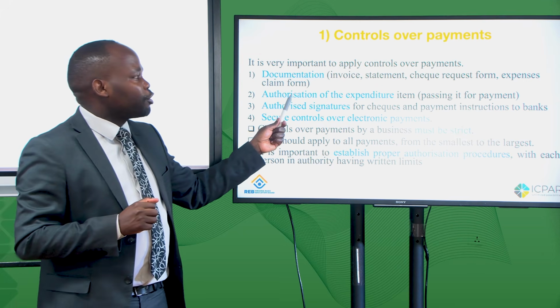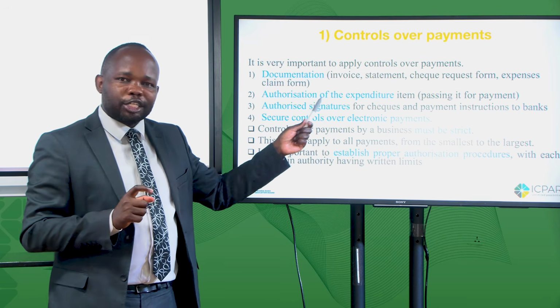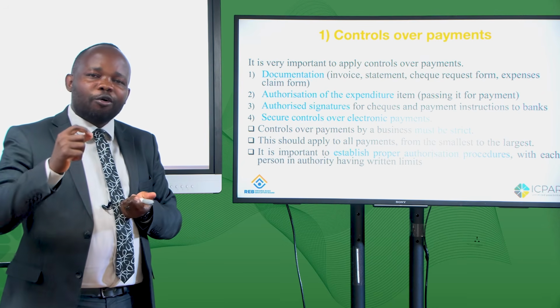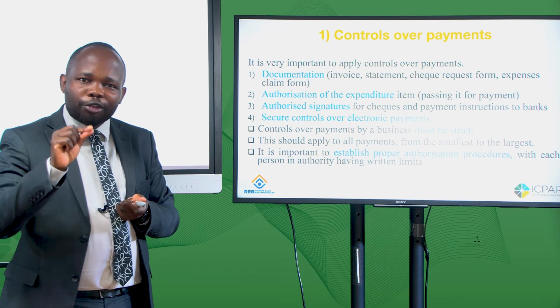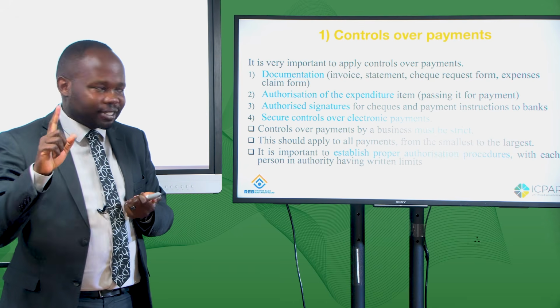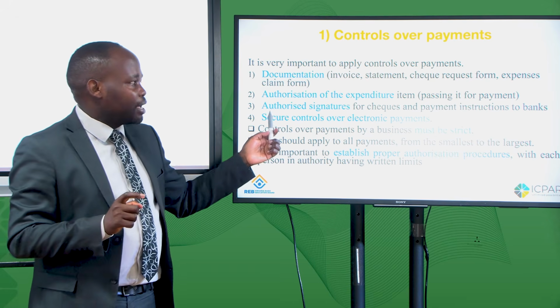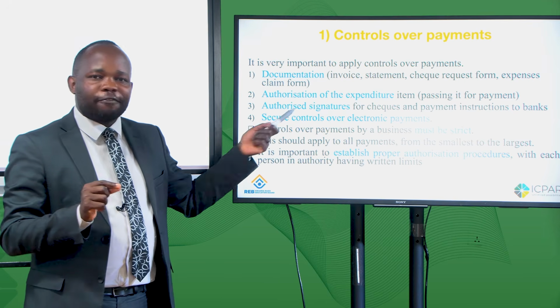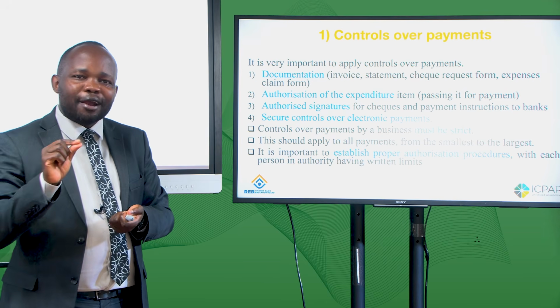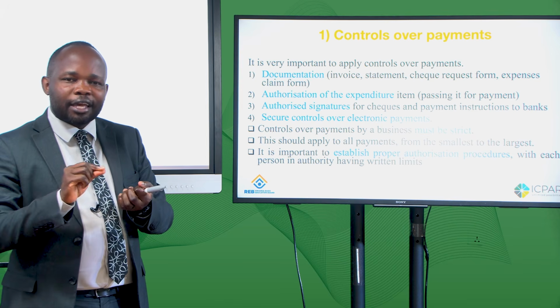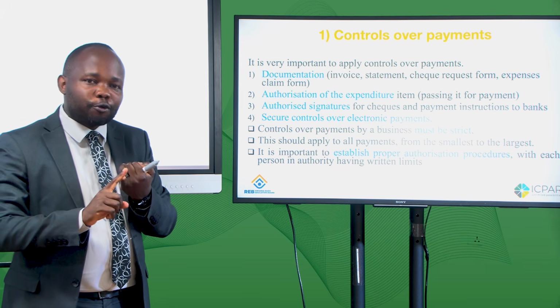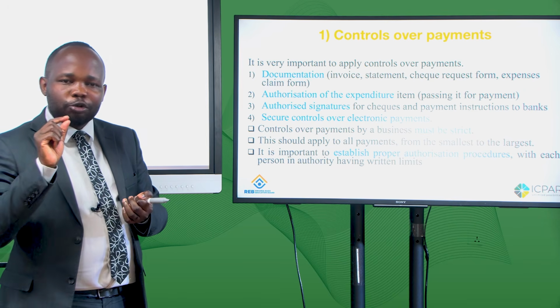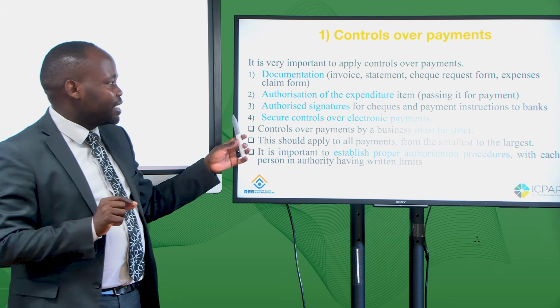Number 2, authorization of the expenditure. There must be a manager or chief accountant to authorize the payment before it is done. Number 3, there should be what we call an authorization signature for checks. So if we will be writing a check in the business, there must be somebody who has been approved and authorized to put in their signature on the check.